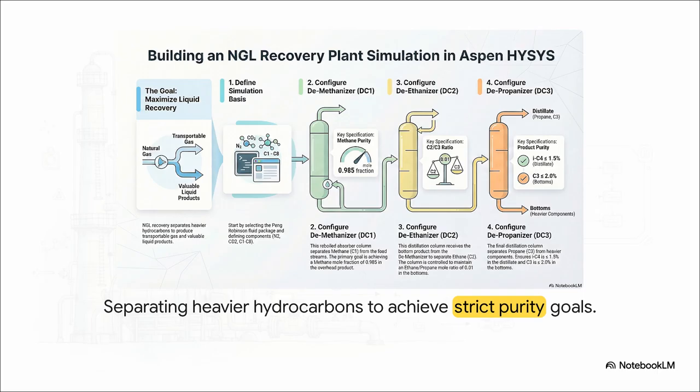For instance, in that very first column, the demethanizer, our primary goal is achieving a methane mole fraction of exactly 0.985 in the overhead product. Every single temperature, pressure, and flow rate in that entire tower is meticulously calibrated to hit that exact purity spec.